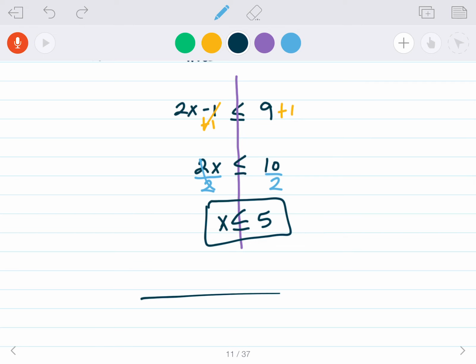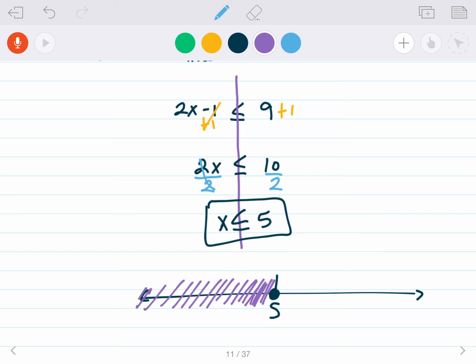Okay, so how do we graph this on the number line? Well, we can start at 5. And then I want to indicate that everything less than 5 is going to be included in our set, including 5 because of that line underneath. So I'm going to put a closed dot at 5, and then I'm going to shade everything to the left. And that is my graph on the number line. Infinitely many numbers live there, right?